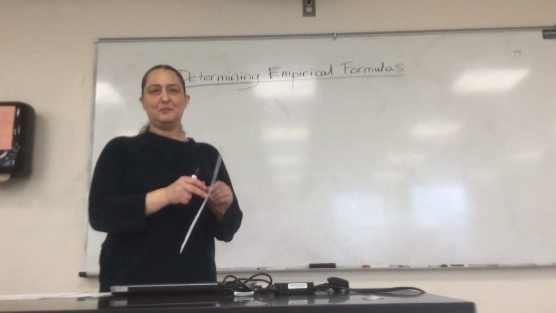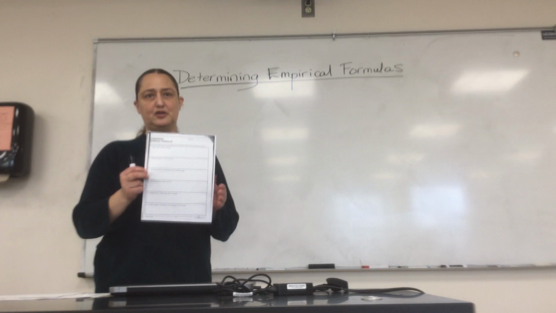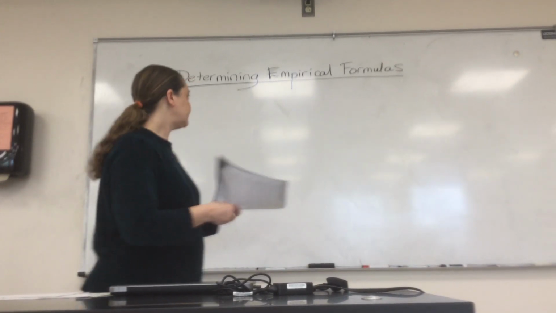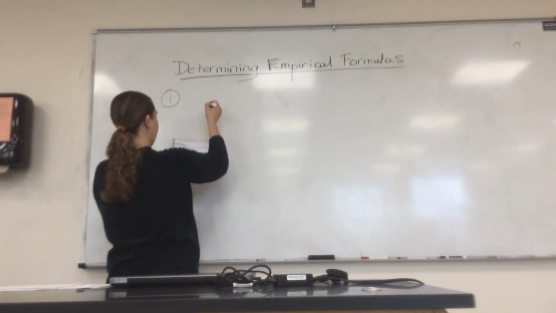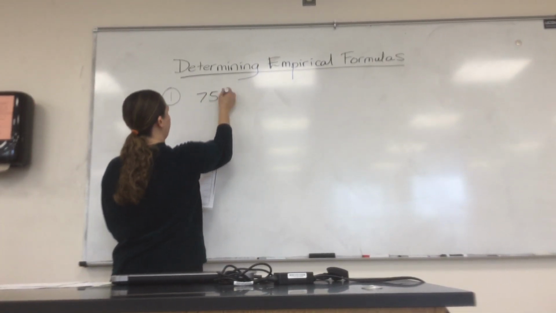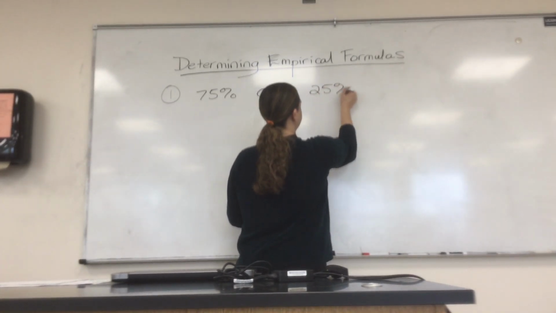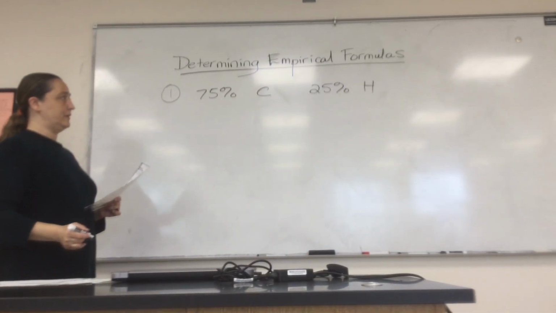Okay, today we're going to be determining empirical formulas, and this is from Instructional Fair Reproducibles. A lot of teachers have this worksheet. So number one is, if you have a compound that is 75% carbon and 25% hydrogen, how do you determine the empirical formula, the lowest ratio formula?